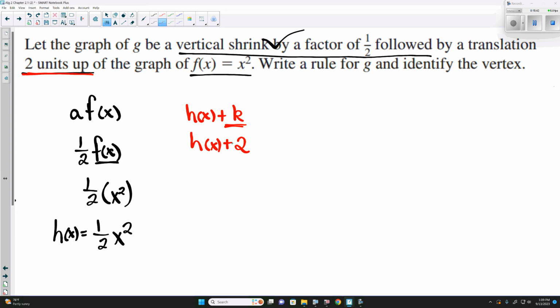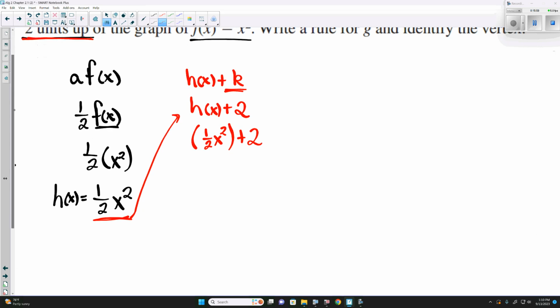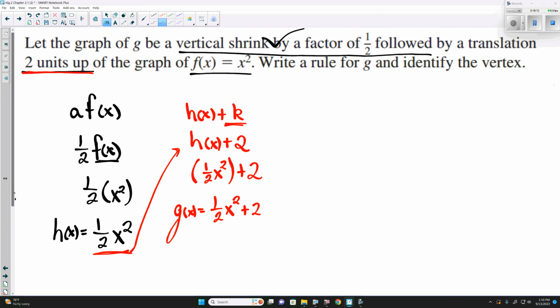Now we still have h of x, x inside those parentheses, which just means that we take the function h of x and plug it in for it here, which means we'll have parentheses 1/2 x squared plus 2. So we can drop the parentheses because there's nothing in front of them, telling us that we have 1/2 x squared plus 2. And we can call this g of x. Are there any other translations that we have to do? No. So the final function is this here.